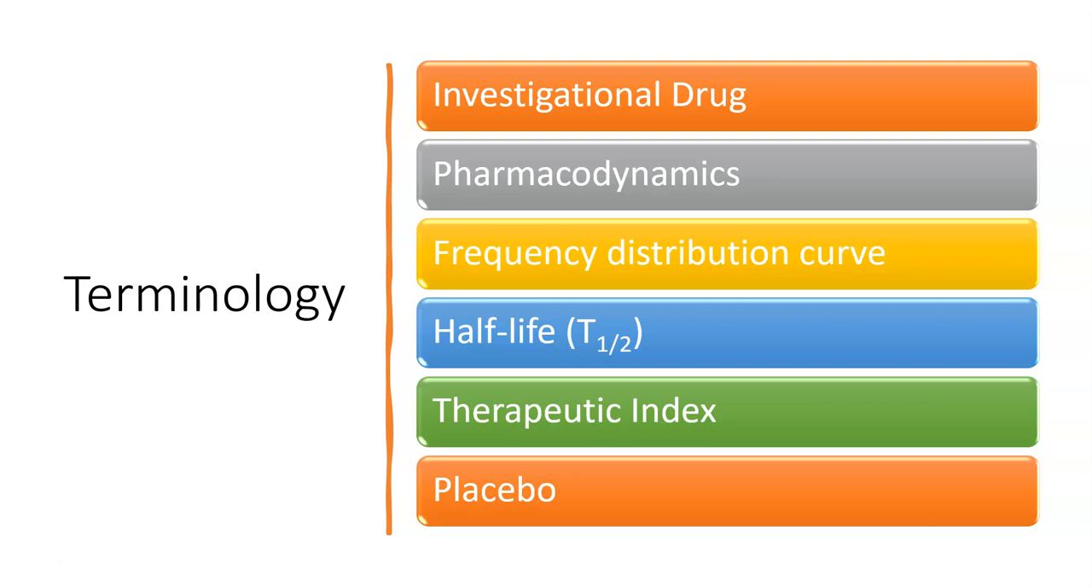We look at a frequency distribution curve. This helps us to determine how much of a dose over what period of time gives the best outcomes. We sometimes refer to this as the time response or dose response curves. Then we also have the half-life of the drug.